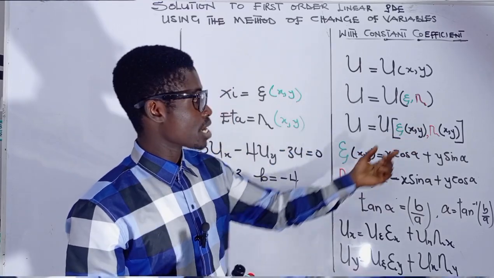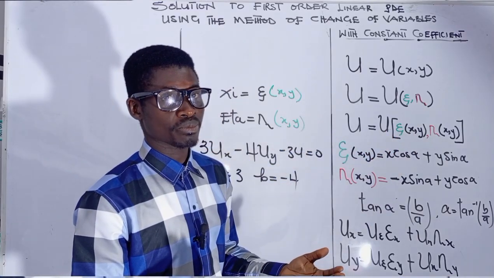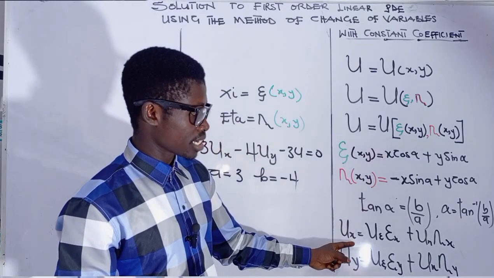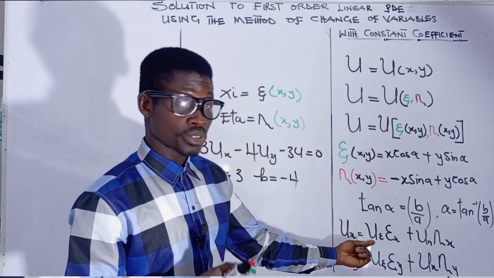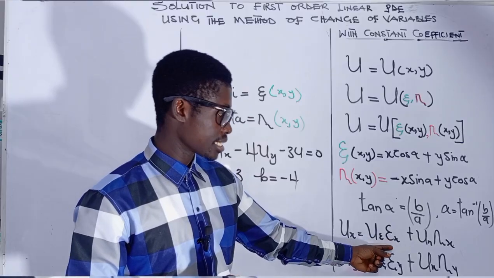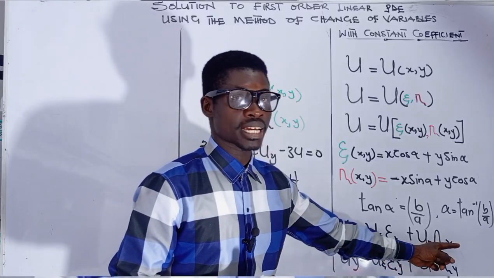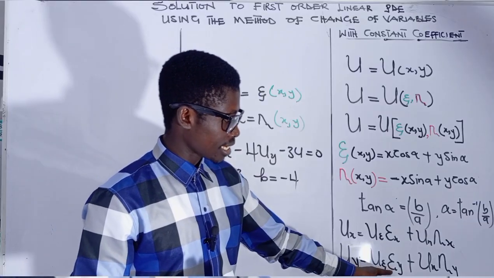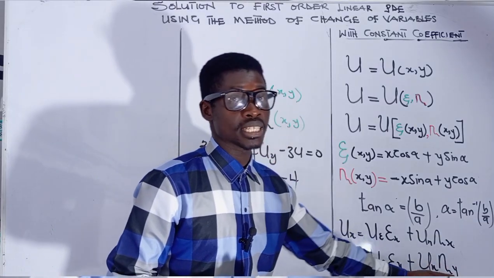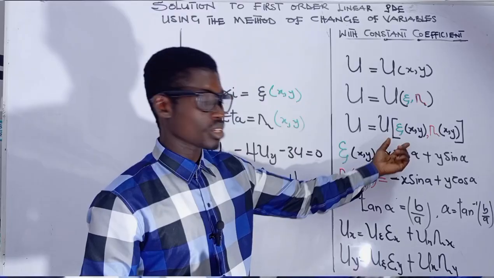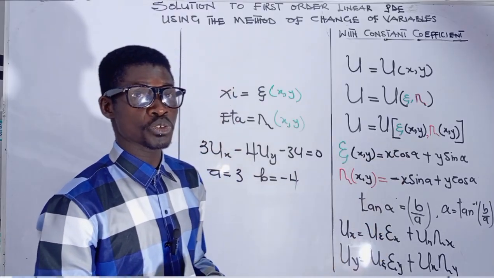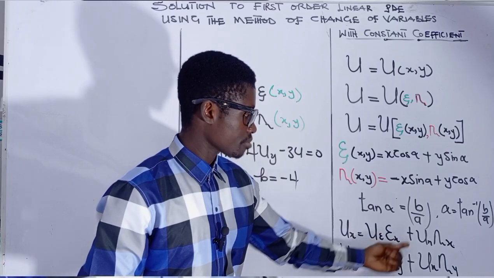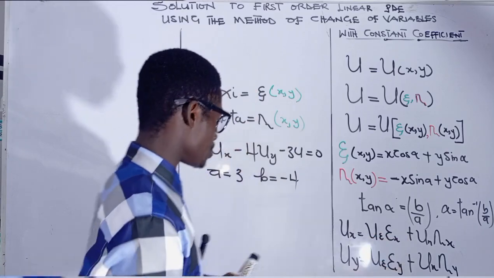Very, very easy. We can do that using the chain rule to find the partial derivative of this function with respect to x. So when you do that, you are going to get u xi x plus u eta x, that is with respect to x, and then with respect to y, we have u xi y plus u eta y. You can use the chain rule to get this. We can also use a very easy method for us to arrive at this equation. Let me help you with that.